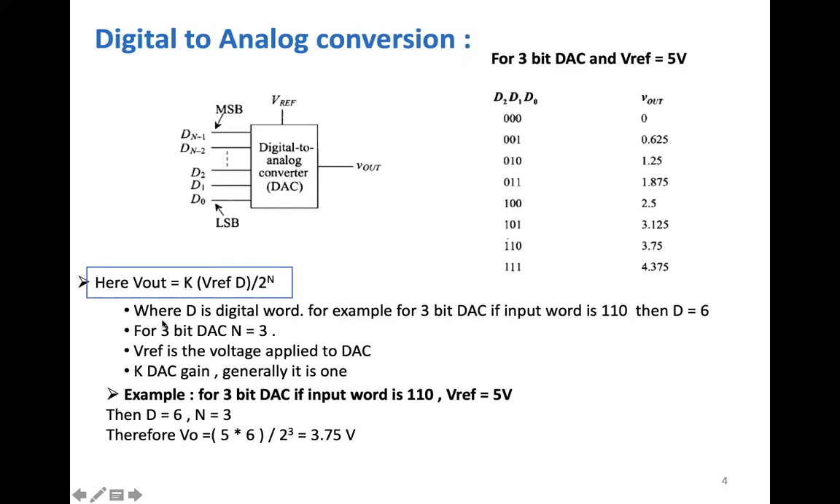We can take anything for that matter. You can take 001 also and try substituting. If it is 001, then D is going to be 1, V reference is going to be 5, and 2 raised to 3, so that should give me about 0.625. So this formula is important.